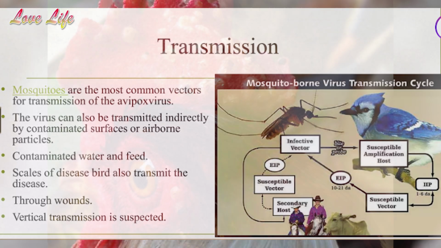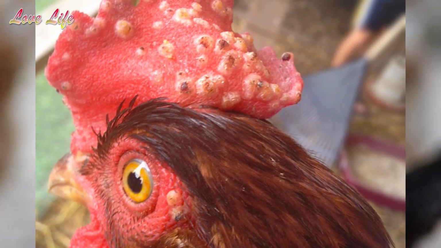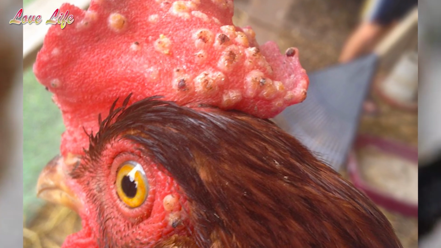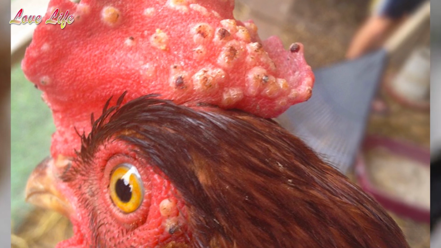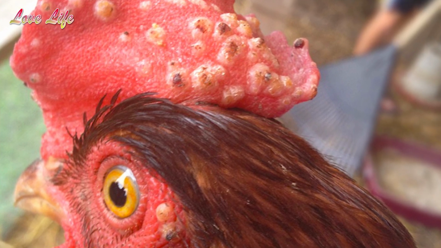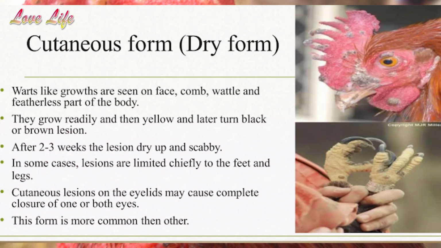There are two forms of lesions that are recognized: the cutaneous, which is the dry form, and the diphtheric, which is the wet form. When it comes to the cutaneous form, the dry form, there is, number one, low mortality. There is lack of flock vigor and weight loss. There is a mild to moderate loss in egg production. Scaly lesions on the head, neck, and unfeathered parts of the skin.